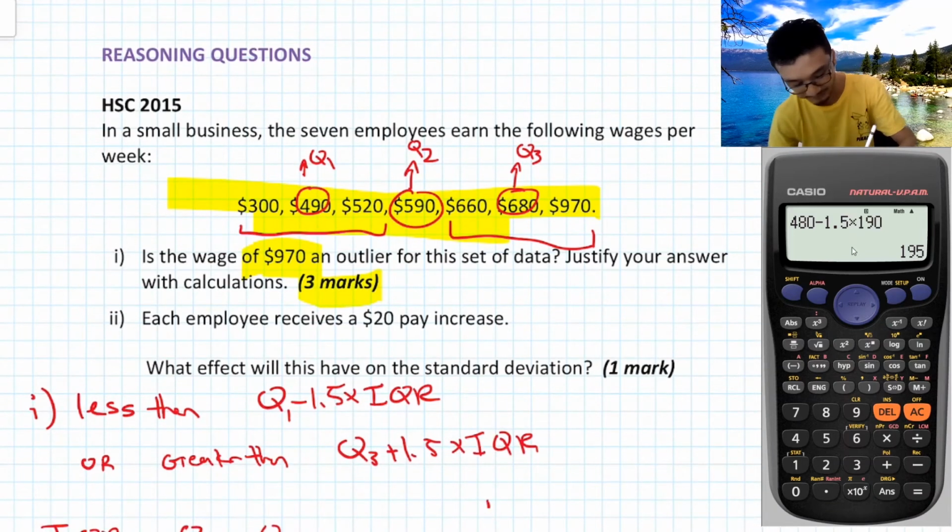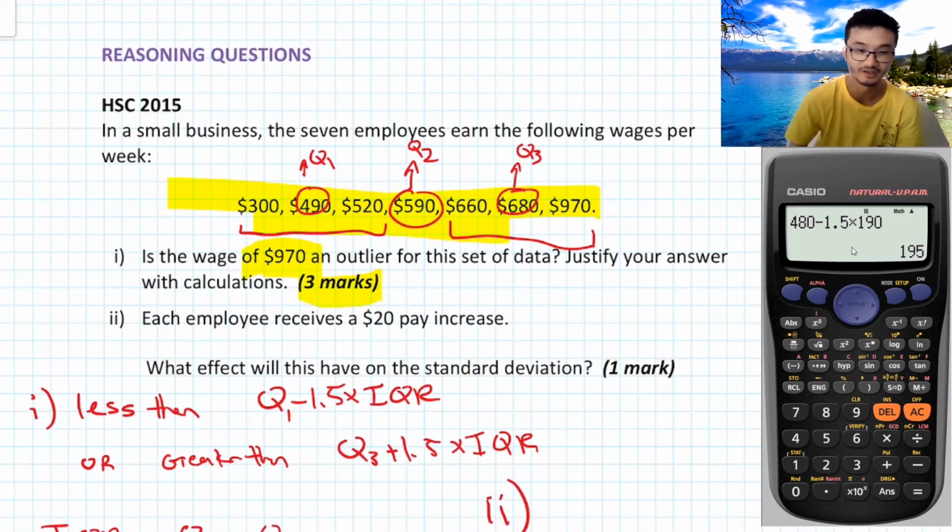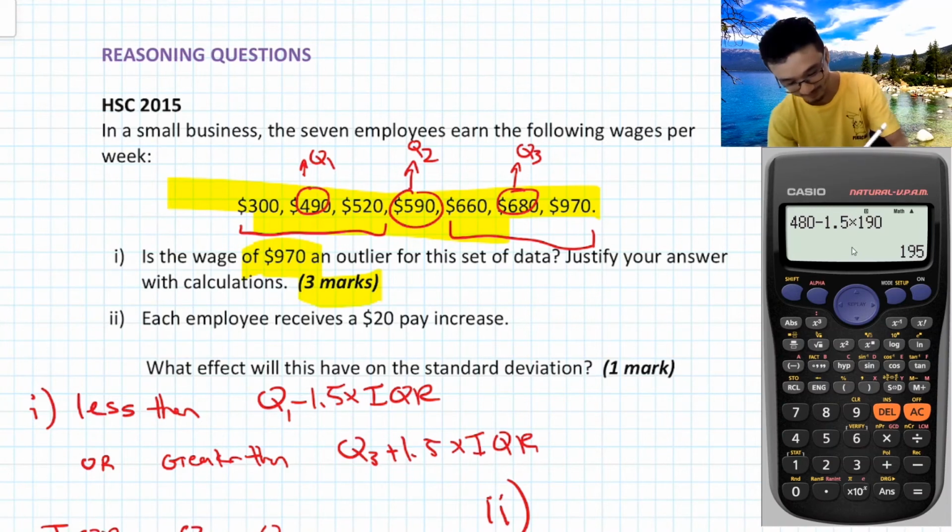Part 2 is interesting. It says each employee receives a $20 pay increase, and they want to know what effect this will have on the standard deviation. Your first question might be, hang on, we haven't even calculated the standard deviation in any of the parts. Now I have to calculate it and then check if this $20 pay increase will change it. If you're thinking that's going to take way too long, you'd be right, particularly since it's worth 1 mark.